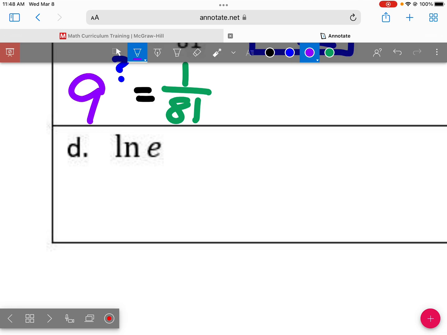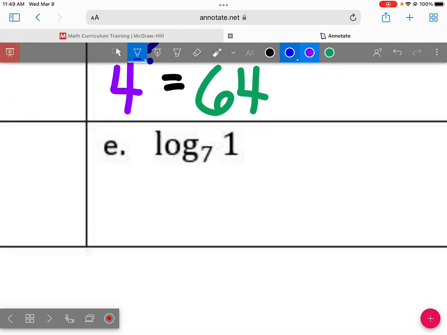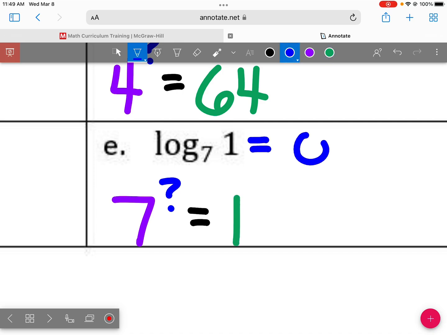What's the base on D? E. If you look up at number 1, we talked about the base of common log and the base of natural log. The base of natural log is E. We're looking for the exponent, and it's equal to what? What's my argument here? E. E to what power gives me just E? 1. Next to last one. What's the base on part E? 7. We're looking for the exponent, and it's equal to 1. 7 to what power gives me 1? 0.